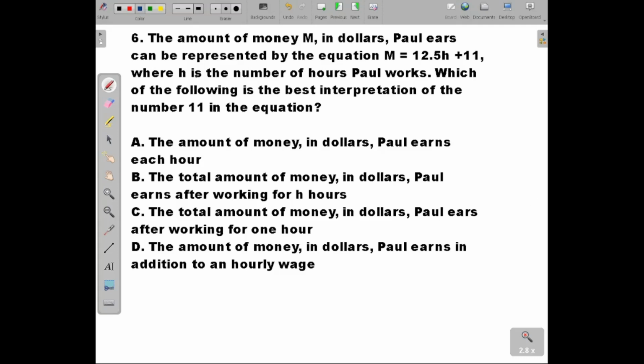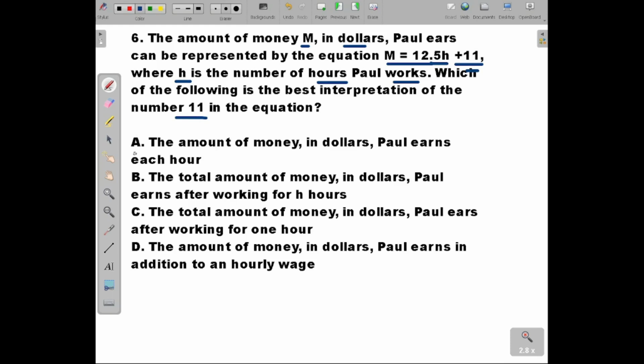Number 6. The amount of money, M, in dollars, Paul earns can be represented by the equation M equals 12.5 times H plus 11, where H is the number of hours Paul works. Which of the following is the best interpretation of the number 11 in the equation? What does this 11 represent?